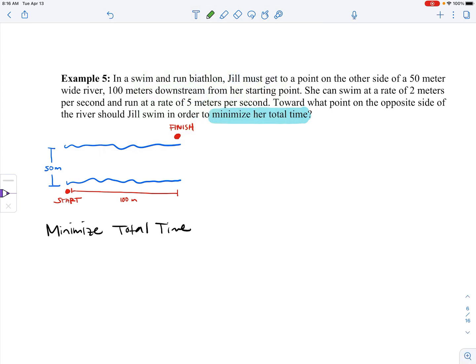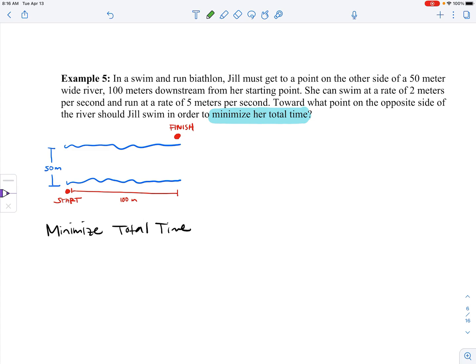Now, we're also being asked toward what point on the opposite side of the river. So she's going to swim across the river. She might swim directly across. She might swim at an angle. It might be the most efficient for her to just swim the entire thing and not run at all, though that's probably not going to be the case, especially the fact she can run faster than she can swim. So we're trying to figure out what point she's going to swim to.